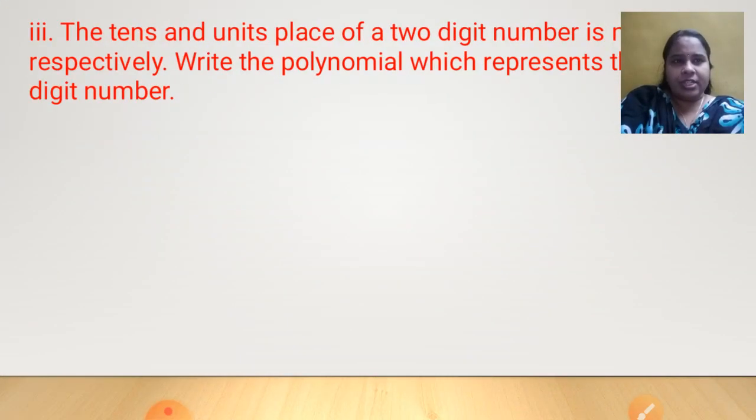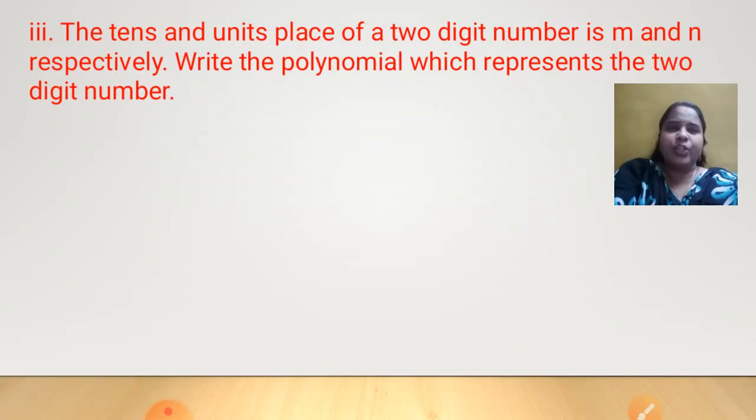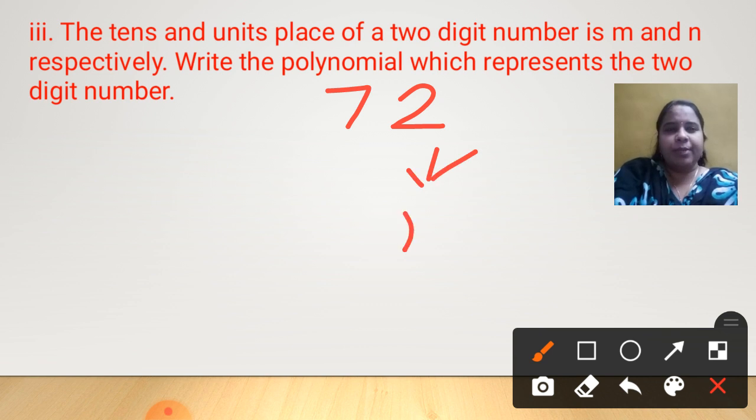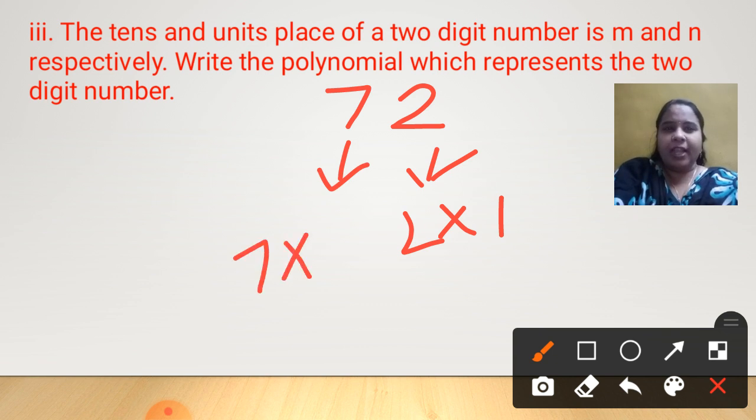The next question is this. The tens and the units place of a 2-digit number is M and N respectively. Write the polynomial which represents a 2-digit number. Now this I can explain you with the help of an example. Suppose I have the number 72. The digit at the units place is 2. Correct? So this is to be multiplied by 1. The digit at the tens place is 7. So this is multiplied by 10.